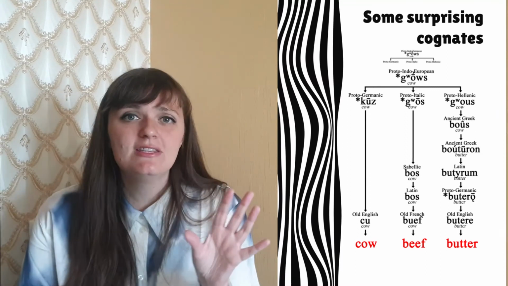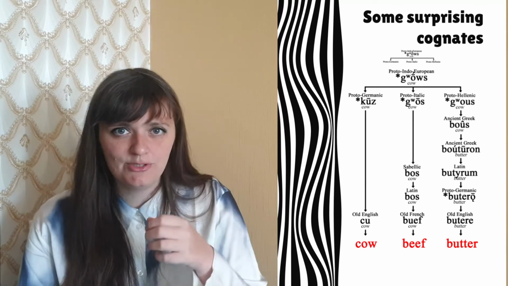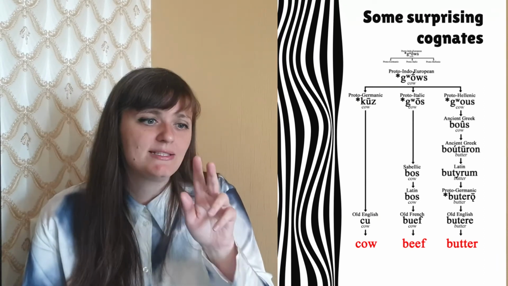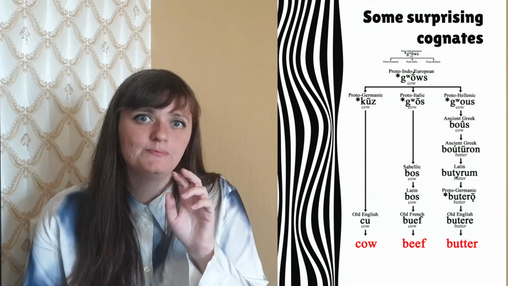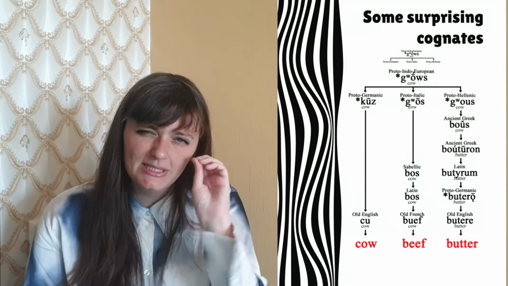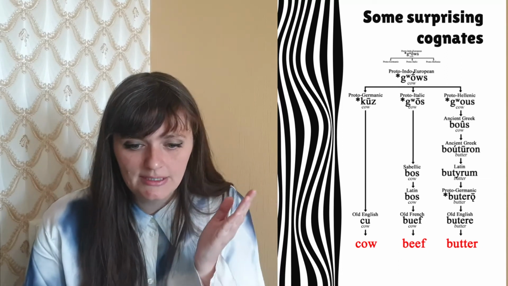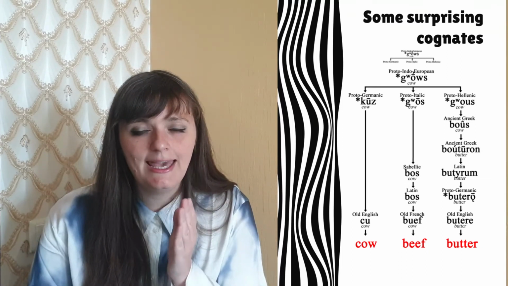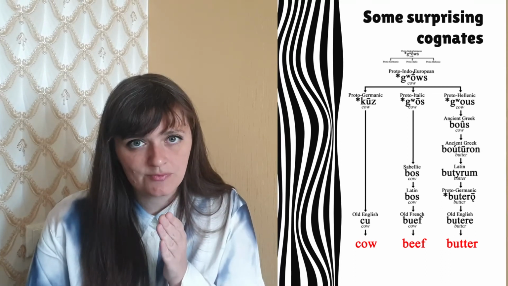One more thing before we finish. I just wanted to mention that some of the cognates that you will find are not direct. For example, pesca, fish, or fear and for. Some cognates are a little bit more confusing. You can see an example on the screen over here: the word cow, the word beef, and the word butter.